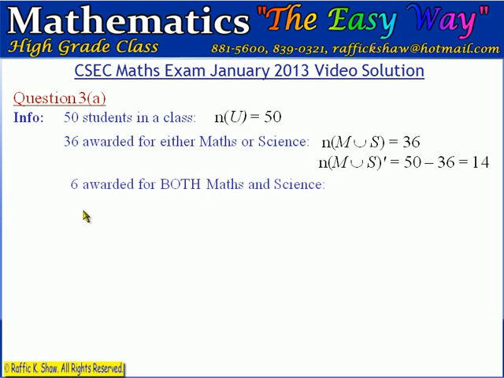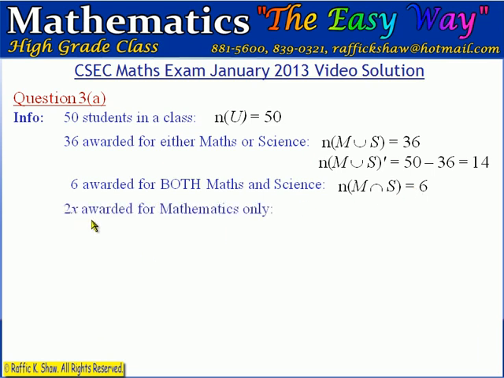Now further, we are told that 6 students are awarded for both maths and science, and this is referring to the students in the intersection. Both maths and science means we are talking about the students in the intersection. Students receiving for both maths and science are represented by this set notation. The number of students in the intersection of math and science would be equal to 6, and this is it.